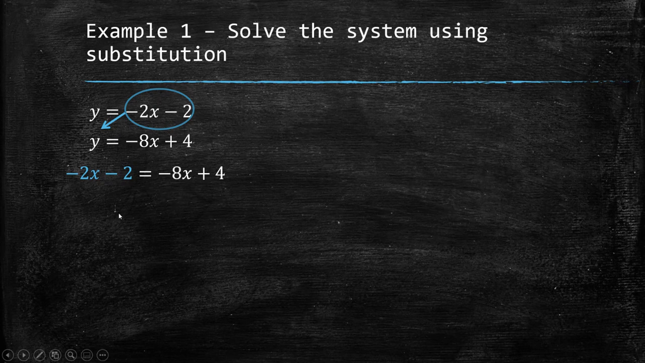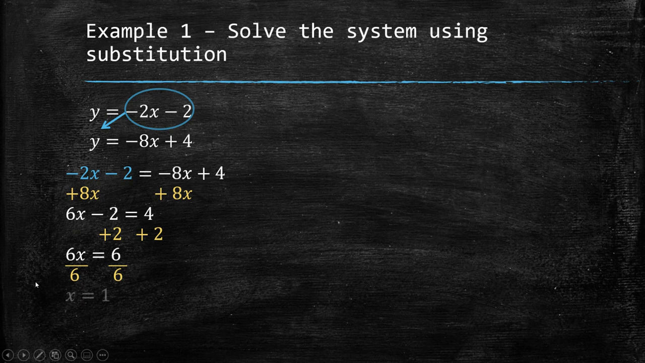When we have a variable on both sides, we want to get rid of one of them. So to do that, here I would pick on whichever one's smaller. That would be negative 8x. So I'm going to add 8x to both sides. This gives us 6x minus 2 equals 4. So now that I have just one x, I want to get that one alone. So I would add 2 to both sides and then divide both sides by 6. And we get x equals 1.